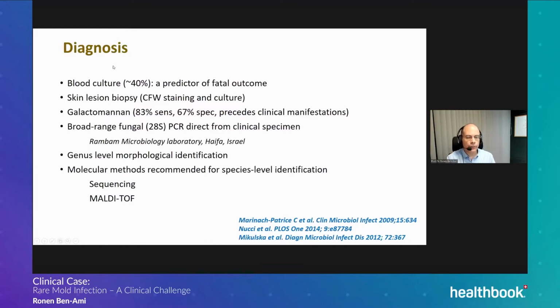The diagnosis can be made in several ways. This is one of the very few mold infections that can be diagnosed by blood culture, which is positive in around 40%. And actually, patients who have a positive blood culture tend to do worse. The fact that blood cultures can be positive is attributed to the adventitious conidiation that this species is able to produce.